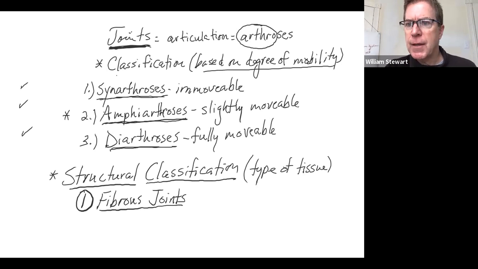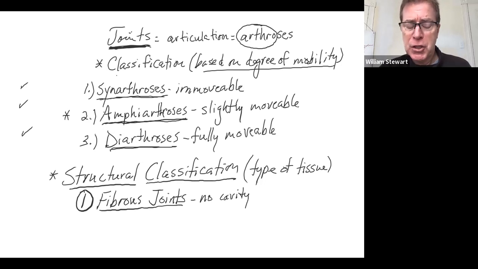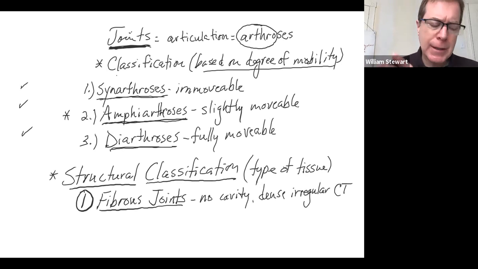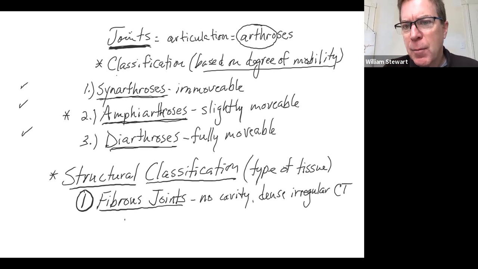These have no cavity, and that will become apparent. There's no cavity, it's just packed with tissue, and it's dense, irregular connective tissue. I'm just going to write CT to save space. That's what they're made up of. Now there's subcategories within that large number 1. So I'm going to list those as A, B, and your book writes C. I'll talk about that. Some books make slightly different classifications. I'm going to try to use the ones in your book, but I'm going to talk about it. So first type we call sutures.